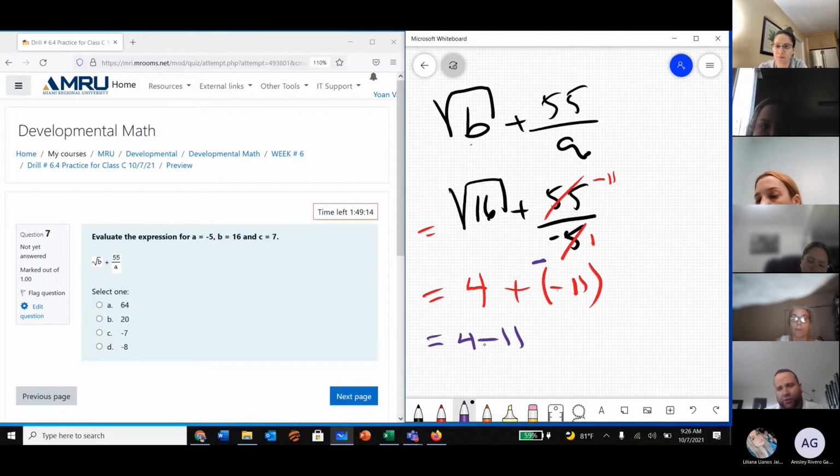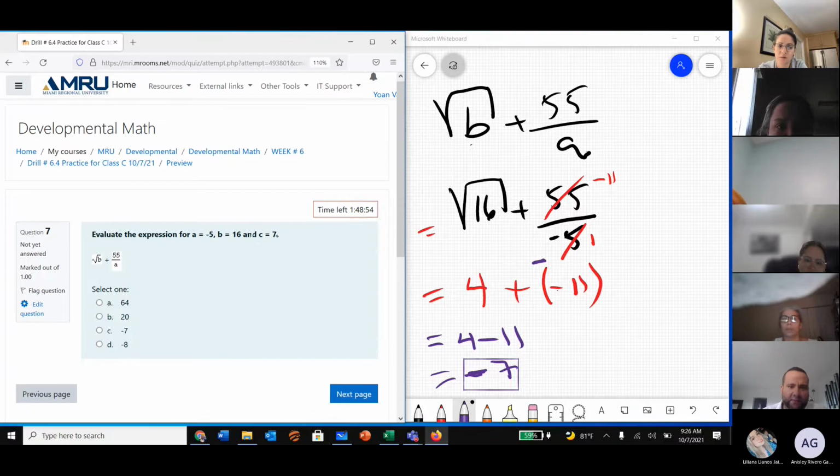And then we have 4 minus 11. Two numbers with different sign. What I will need to do, subtract them and keep the sign of the number that had the higher absolute value, which is 11, and it's negative. And the solution will be? Negative 7. Okay, you check here, we have the value of C, but the value of C is just a distractor on this exercise.